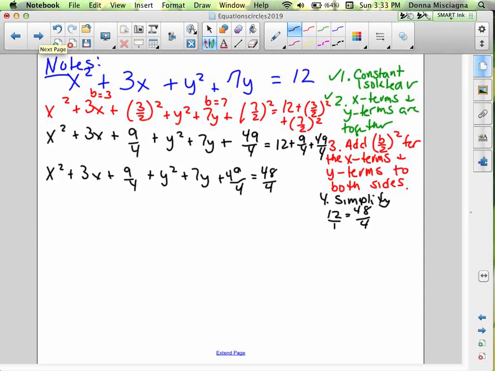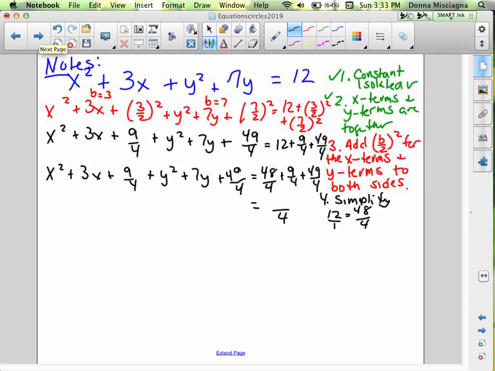It's like if you're adding apples and oranges, you add up all the apples and you add up all the oranges. You don't add apples and oranges together, right? So we have 48/4 plus 9/4 plus 49/4. And just add the numerators, because we're adding fourths. That's why you have to have the same denominator.